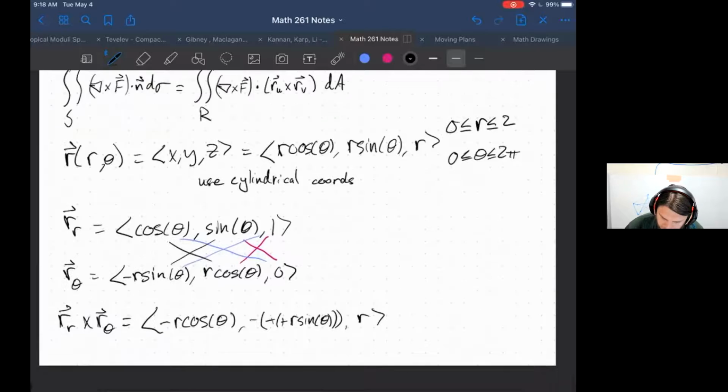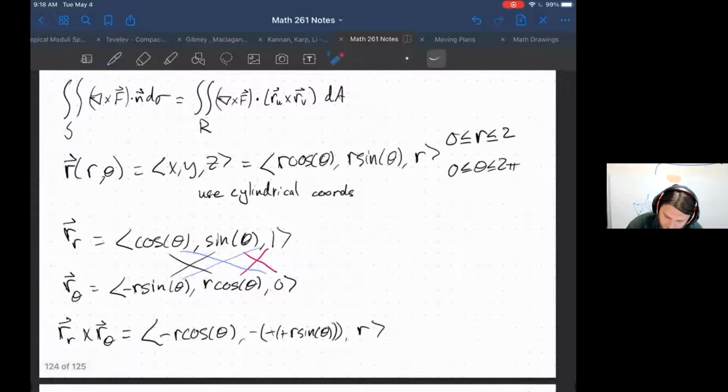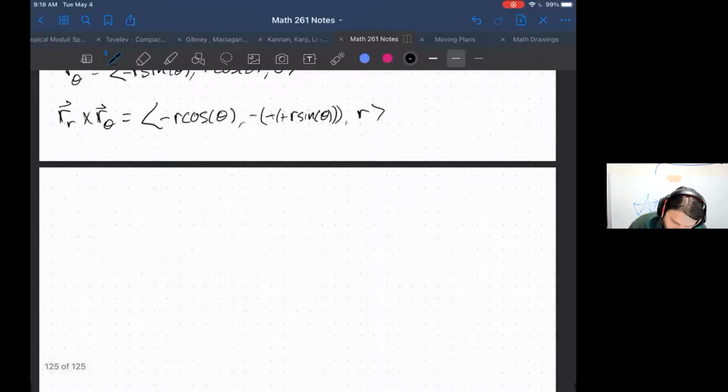All right, and back to the new stuff here. So this curl vector, right? We have pretty much everything done. We have our bounds for the surface integral. We have this cross product vector. Now we need curl.